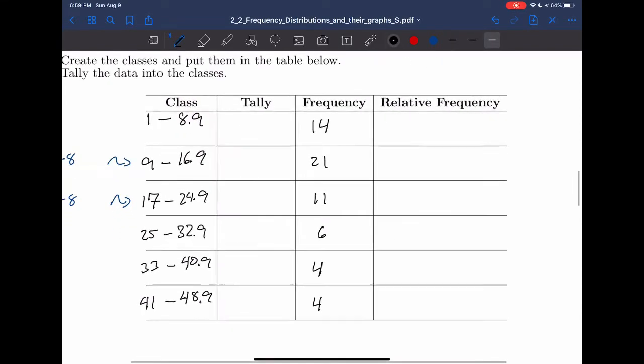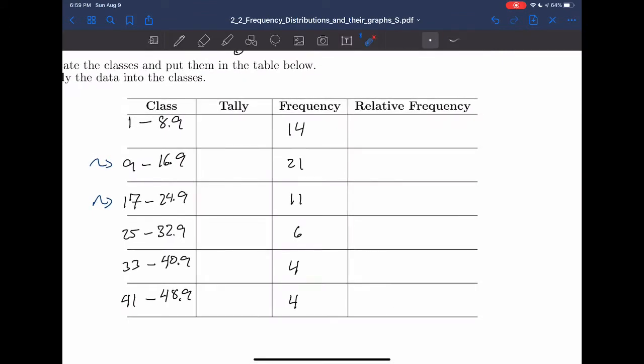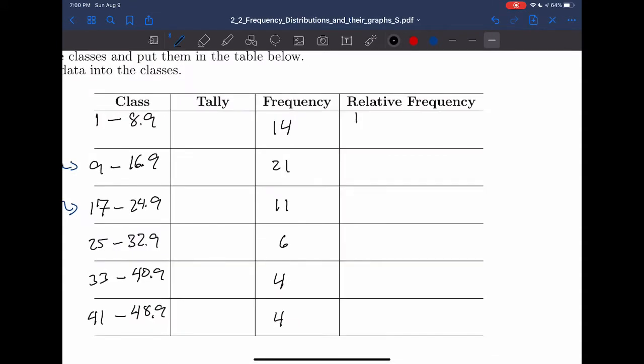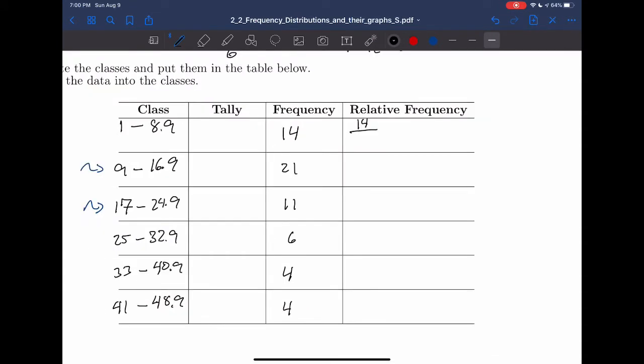Okay, so now that we have our frequency, we can calculate our relative frequency. It's just the frequency of that class, which is 14, over the total sum of the frequencies, which is 60. And this gives us around 0.233. Remember, I'm using 3 decimal places because that's very common in statistics. Now that you know that, you can fill out all of the other boxes.